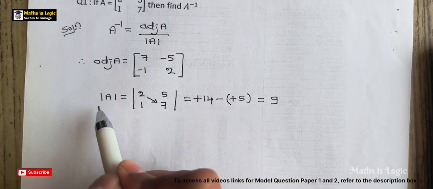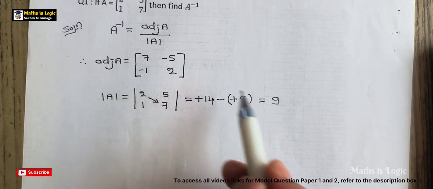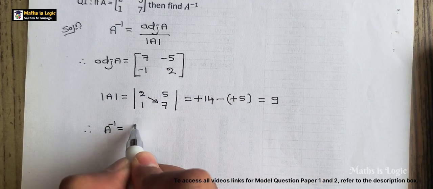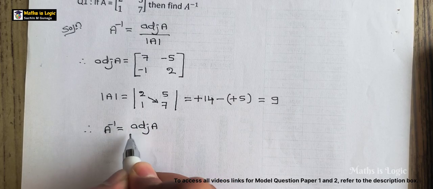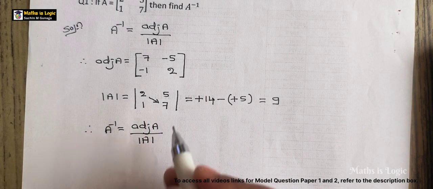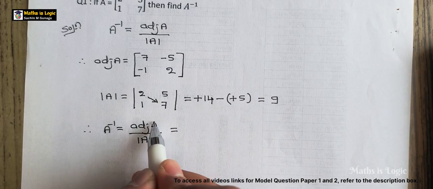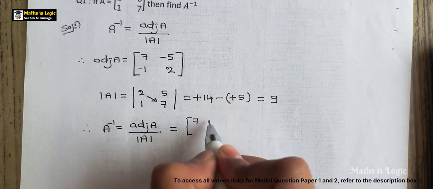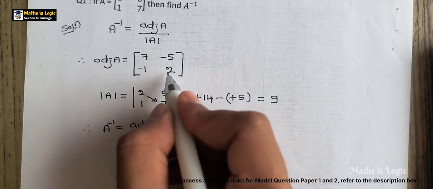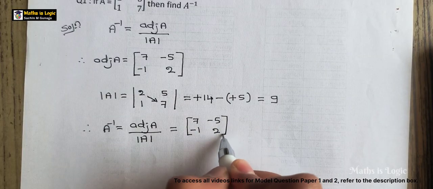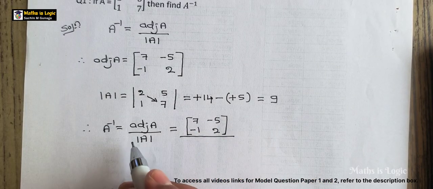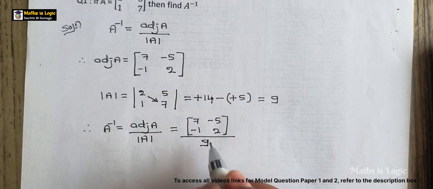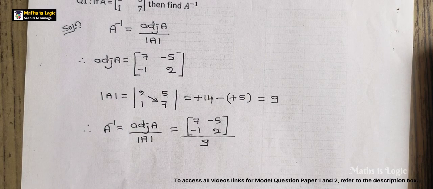After finding adjoint of A and determinant of A, next step, substitute these two values in the formula. Therefore A inverse is equal to, once again write the formula, adjoint of A divided by determinant of A. So which is equal to, in the numerator adjoint of A is there. What is the answer? 7 minus 5 minus 1, next is 2. Next, division symbol, divided by the denominator determinant of A. What is the determinant of A? The answer is 9. So this is the value of the inverse of the matrix.